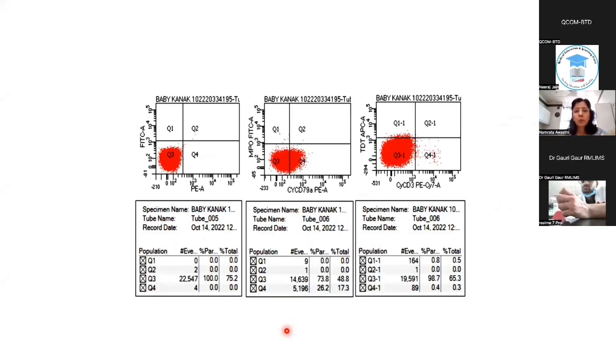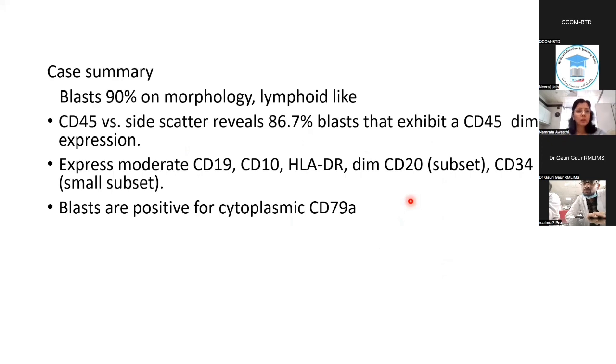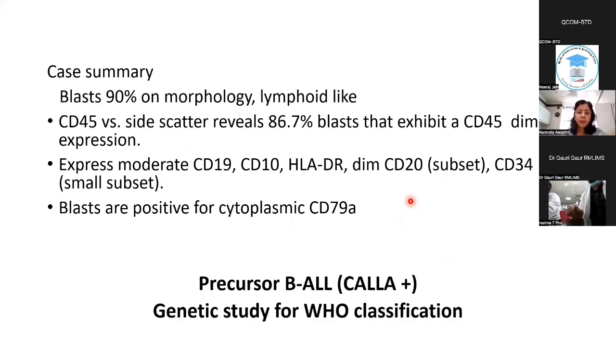Now looking at the cytotube, and this is the unstained tube. The cytotube is showing dim positivity for cytoplasmic CD79A. It is negative for myeloperoxidase and cytoplasmic CD3. So to summarize, there were 90% blasts on morphology, lymphoid-like. On a CD45 versus side scatter, we saw that they were about 86.7% blasts, which exhibited CD45 dim. They express CD10, CD19, HLA-DR, CD20, and CD34, and blasts are positive for CD79A, and a diagnosis of precursor B-ALL, CALLA positive, was given, and genetic studies were suggested for WHO classification.